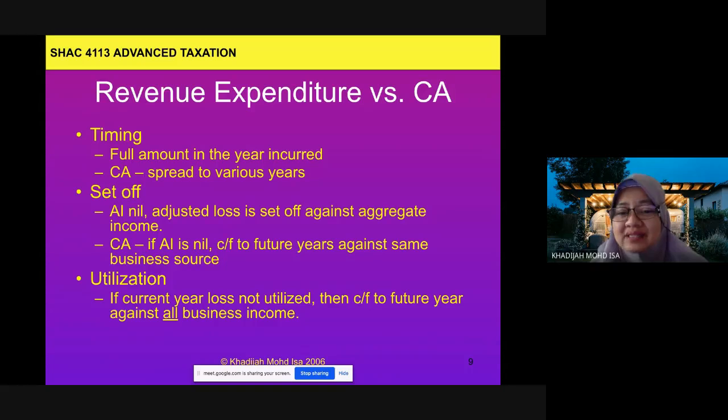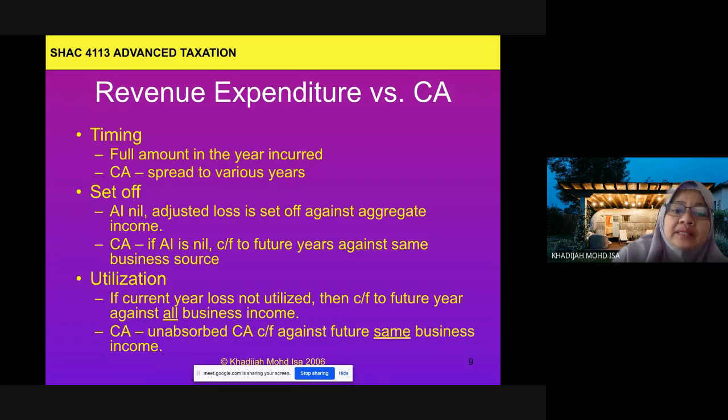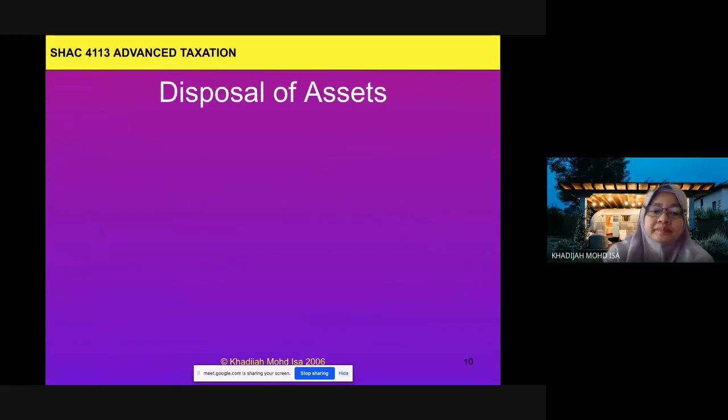When current year, you carry forward, but in the following year, the loss is brought forward from the previous year. Some students, even in the final year, I know some of you are confused between carry forward and brought forward. Remember that you're accounting students. This term should be a clear distinction. Which one is the carry forward? Which one is the brought forward? So that's how the utilization of the adjusted loss works. But in terms of the CA or any unabsorbed, it is carried forward against the same business income.